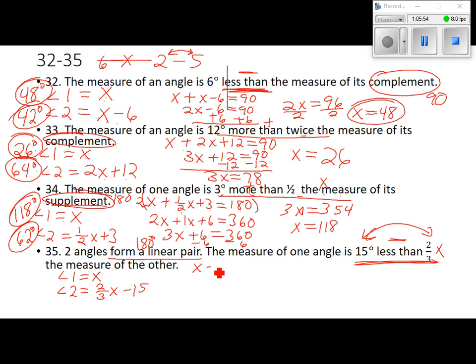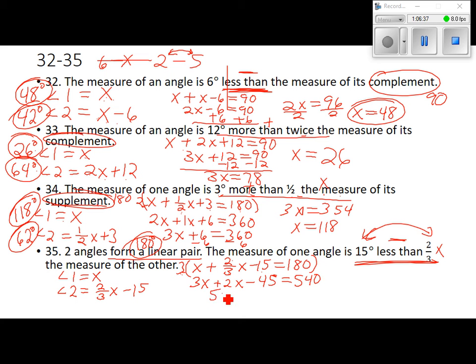We set up our equation, x plus 2/3 x minus 15 should equal 180, because they told us they were a linear pair. This is one where it's probably a good thing to get rid of the fractions. Multiply everything by 3. 3 times x is 3x. 3 times 2/3, you take 3 times the top number, so 3 times 2 is 6, then you divide by the bottom number. 6 divided by 3 is 2. 3 times 15 is negative 45. And 3 times 180 is 540.